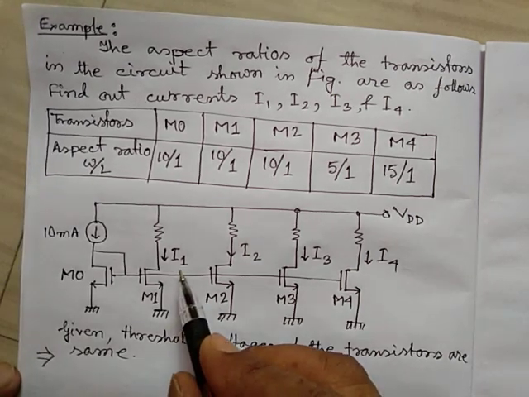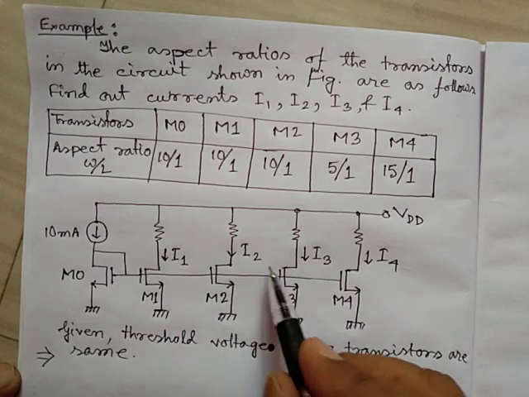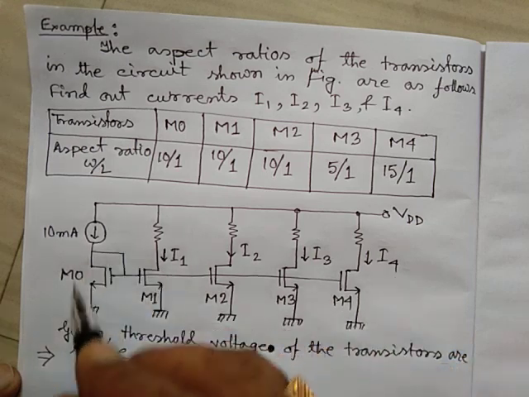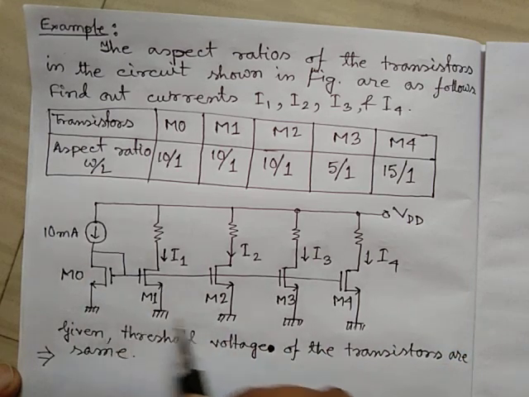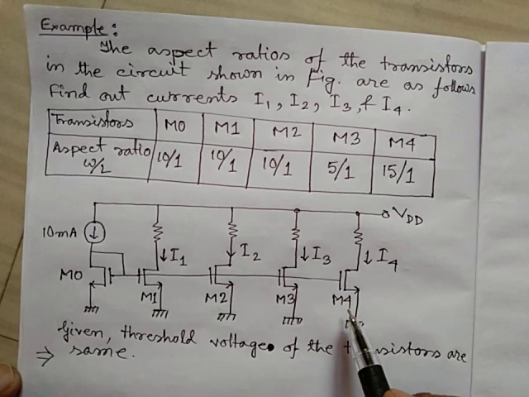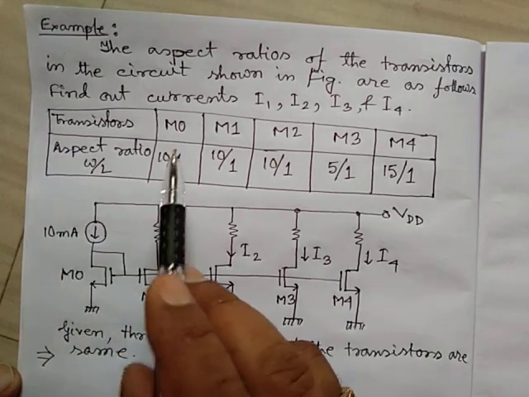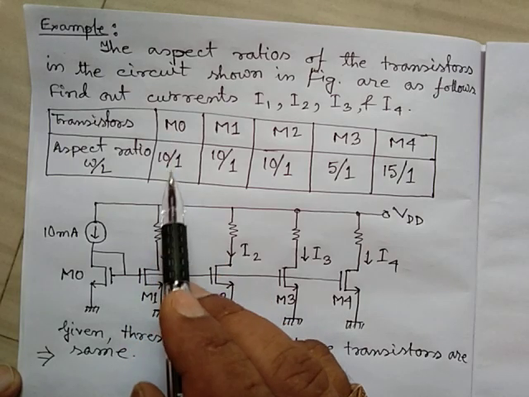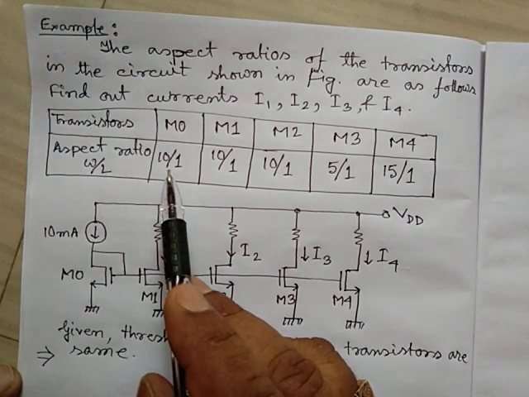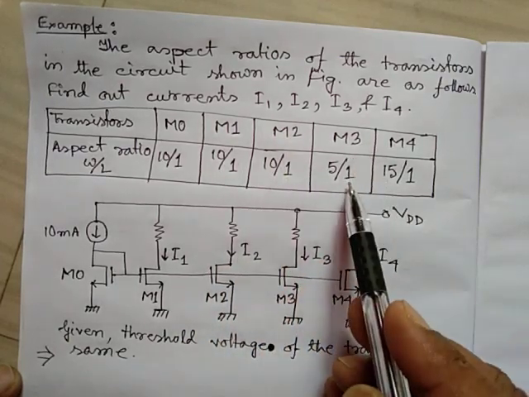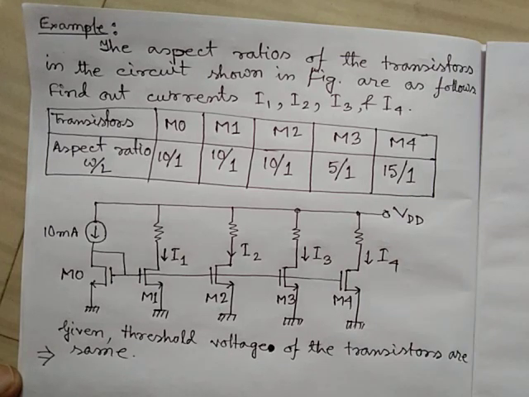So you have to find out currents I1, I2, I3 and I4, and this is the circuit. The transistors M0 to M4 are connected in this circuit. Their aspect ratios are given. M0 aspect ratio W by L is 10 by 1, M1 is 10 by 1, M2 is 10 by 1, M3 is 5 by 1, M4 is 15 by 1, and the threshold voltages of the transistors are given to be the same.